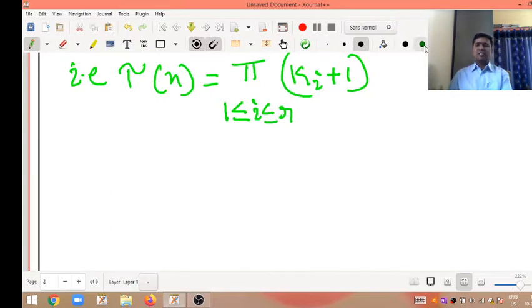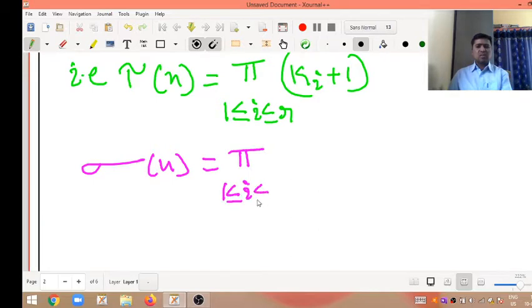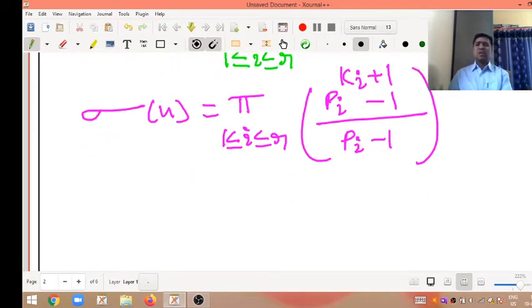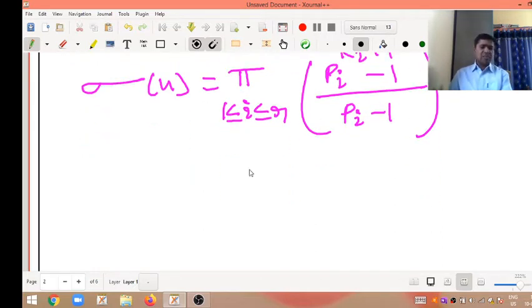Whereas sigma of n is equal to the product, for i from 1 to r, of (pi to the power of ki plus 1, minus 1) divided by (pi minus 1), my dear friends. Okay, now I will give some examples.